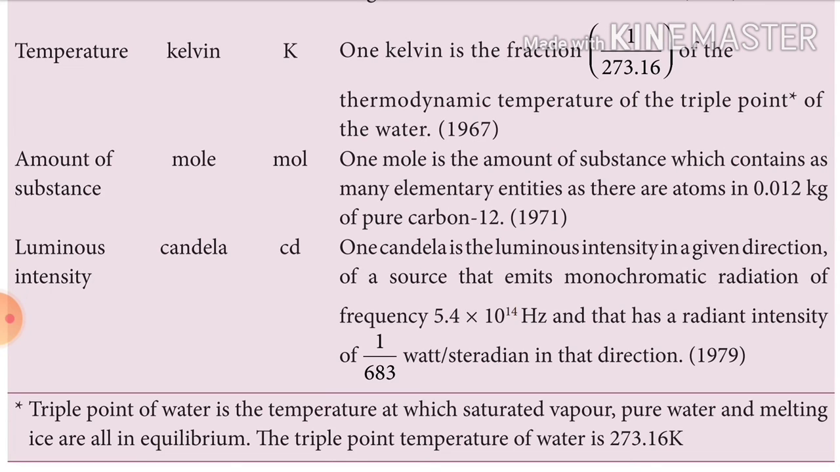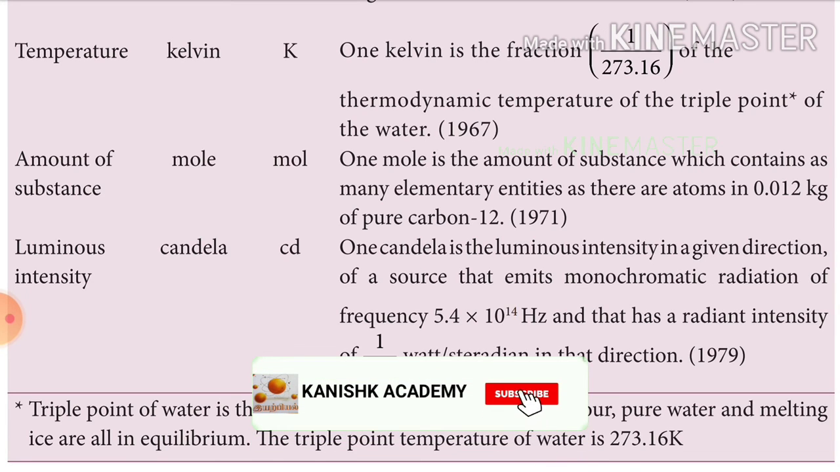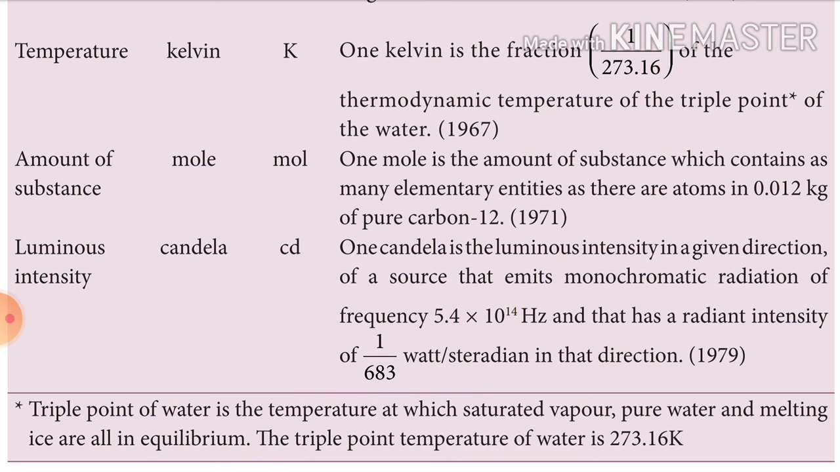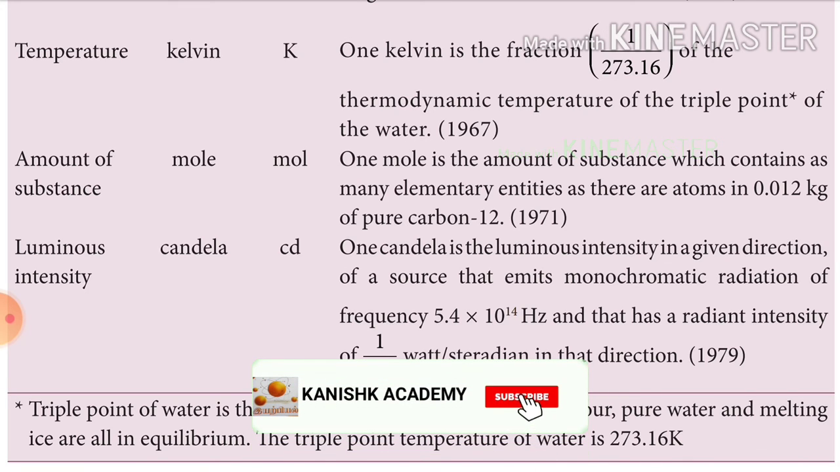Triple point of water is the temperature at which saturated vapor, pure water and melting ice are all in equilibrium. The triple point temperature of water is 273.16 Kelvin.